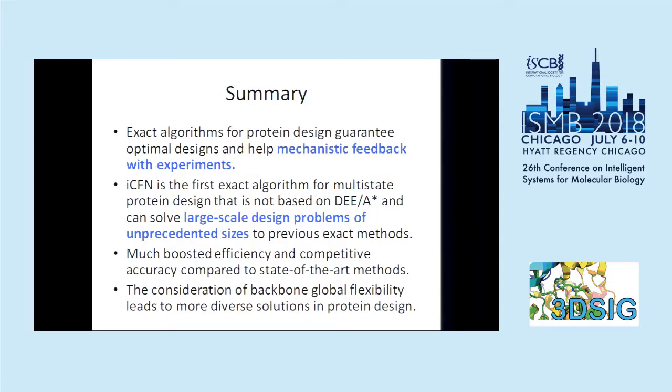So at the end, I'd like to summarize that we provide exact algorithms that can help you understand the mechanistic hypothesis and feedback between experiments and models. And this is the first exact algorithm for multistate protein design that is not based on dead-end elimination and A*, and it can solve large-scale design problems of unprecedented sizes compared to previous exact methods. And we have seen much boosted efficiency and competitive accuracy compared to the state-of-the-art methods. And the consideration of backbone global flexibility leads to more diverse solutions in protein design.